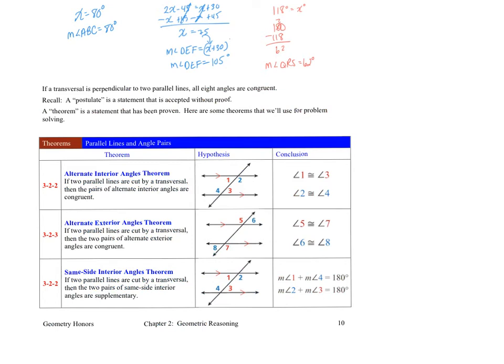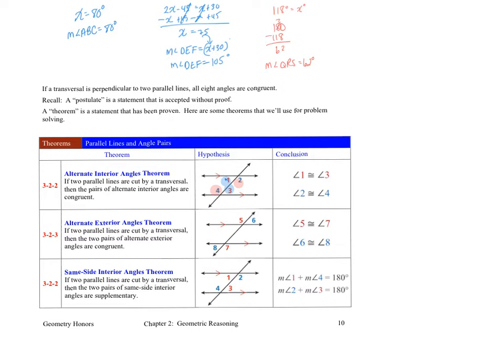Okay, now we have three theorems. The alternate interior angles theorem. If two parallel lines, as shown by the arrows, are cut by a transversal, then the alternate interior angles are congruent. So in this case, like angle 1 is congruent to angle 3, and angle 2 is congruent to angle 4.